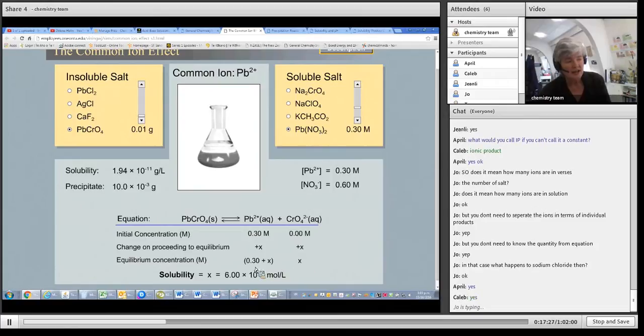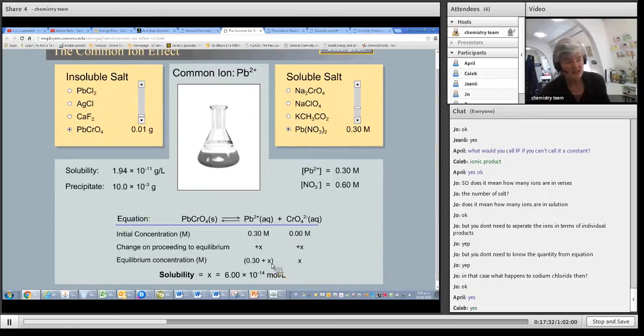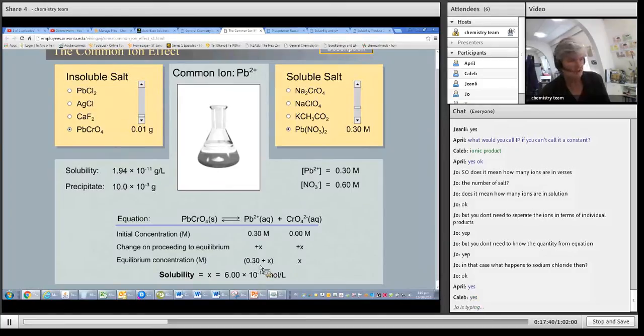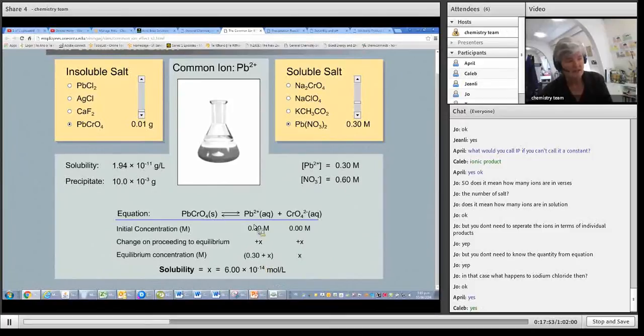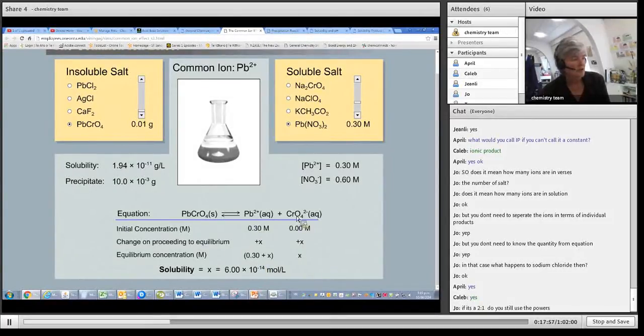Now, can I assume that X is tiny compared to 0.3, so I can ignore it? Yes. So when I substitute, and I must say this animation or simulation isn't really good because it doesn't show you the expression and then the substitution, it just gives you the answer. But you would substitute the 0.3 in for the lead and X for the chromate. There's your solubility. They haven't given you the solubility product either, but then they give it to you like that. So it's just to give you an idea of how the solubility changes as we add more lead. As we add more lead, do you notice the solubility decreases?